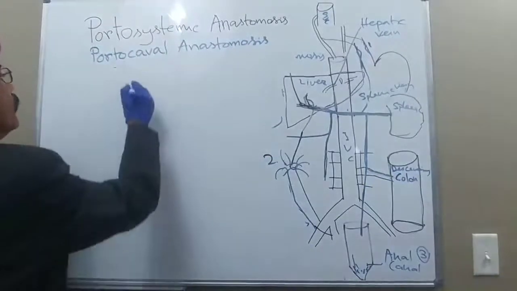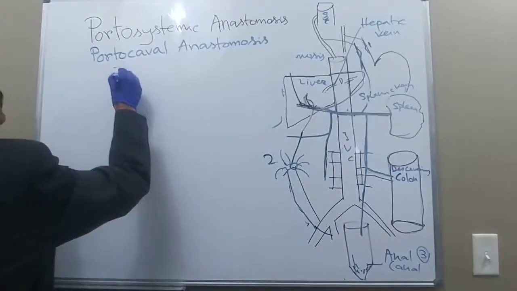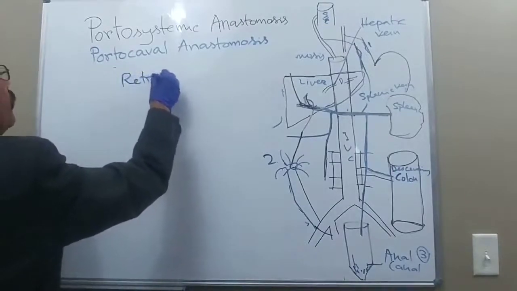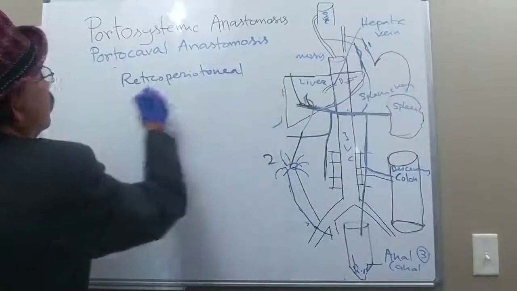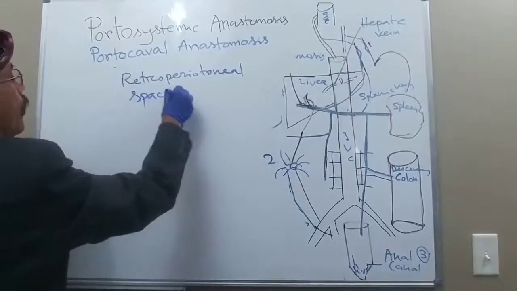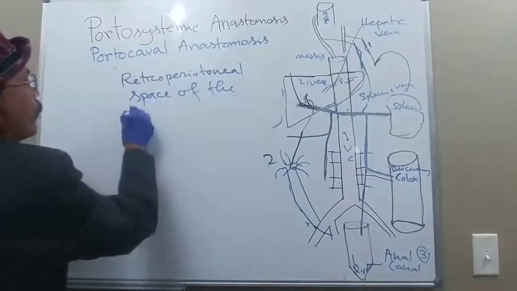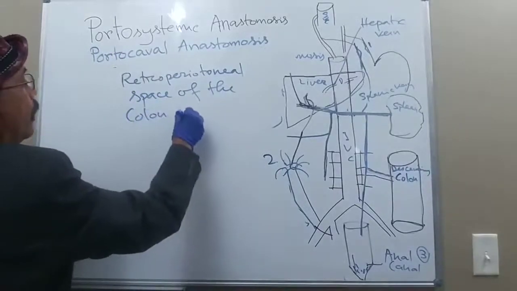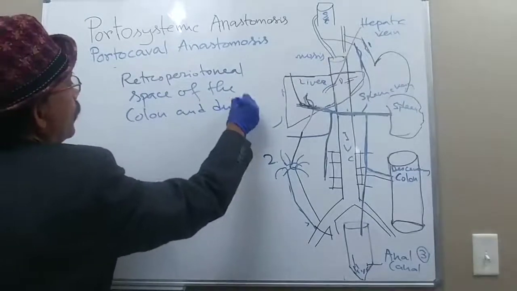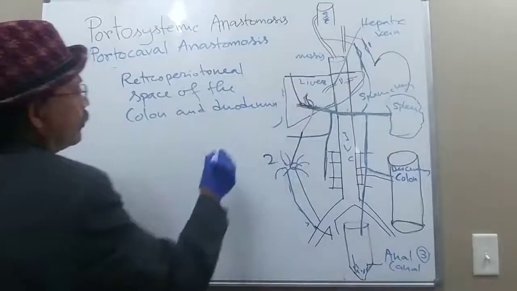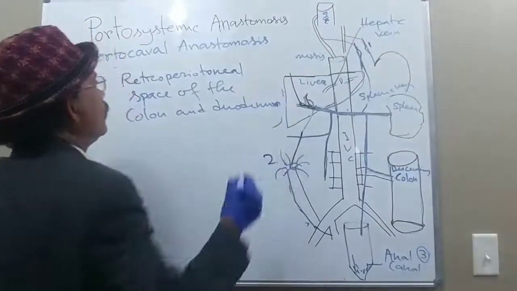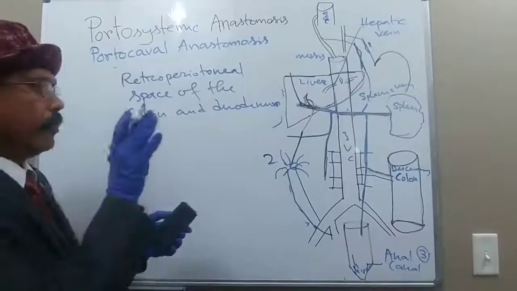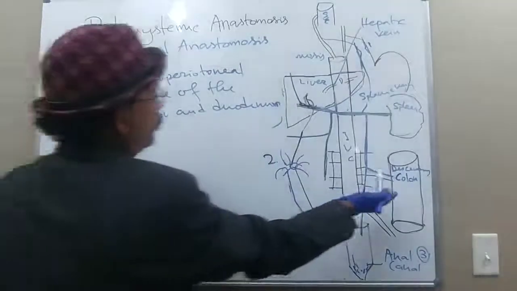So we'll say the retroperitoneal space of the colon and duodenum. Okay, so these are secondarily retroperitonized. Okay, so what happened in the descending colon?